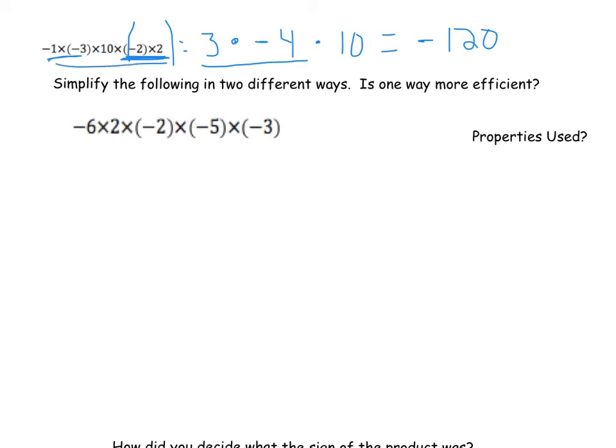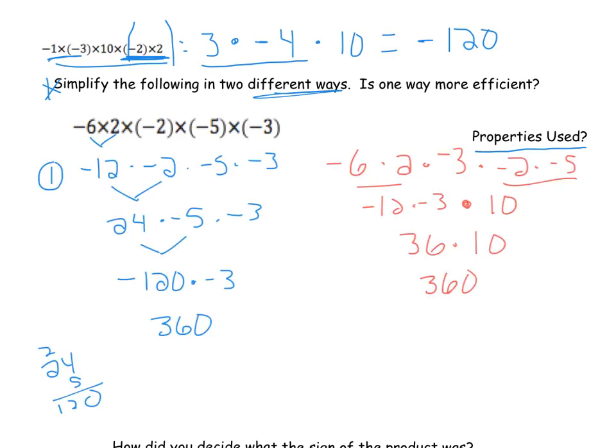multiplication. All right, for this one I want you to pause and see if you can do this in 2 different ways. So I suggest one way being just from left to right, and then see if you can use the properties to find a different way to do this. Think about the properties that we just discussed as you go through this.